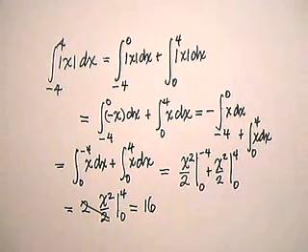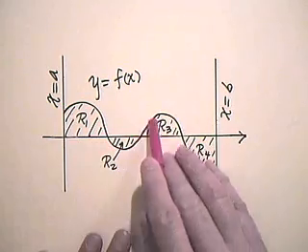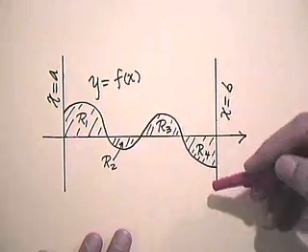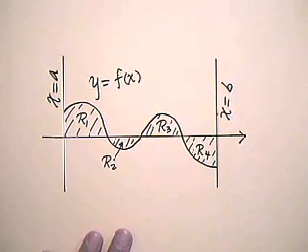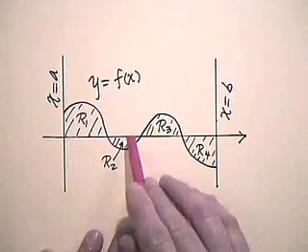I get 16. Let's see how we can use the definite integral to calculate the area between two curves. Let's start with the area between a graph of a function and the x-axis. Here I've shown a picture. Here's the graph of a function y equal f of x, and here are the vertical lines x equal a and x equal b.